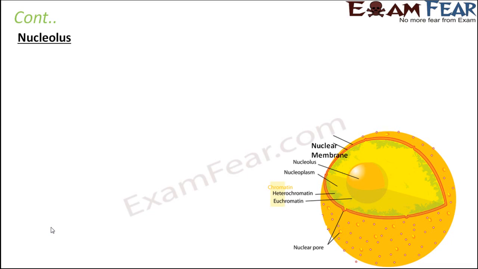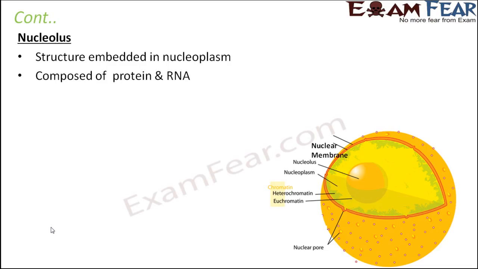Now, the most important part inside the nucleus is the nucleolus. Many people think that the nucleolus is a cell organelle, but actually it is not. It is just a structure embedded in the nucleoplasm. It is an area where the density is very high, because of which it is seen as a dark or dense area. That area is known as the nucleolus. Now the question is, what makes it so dense? This area is composed of protein and RNA.